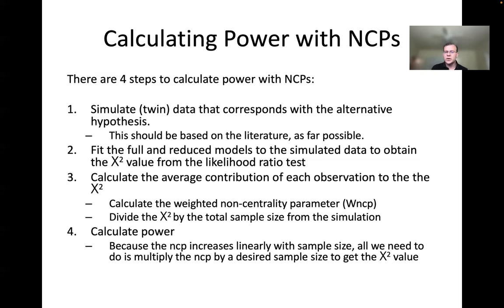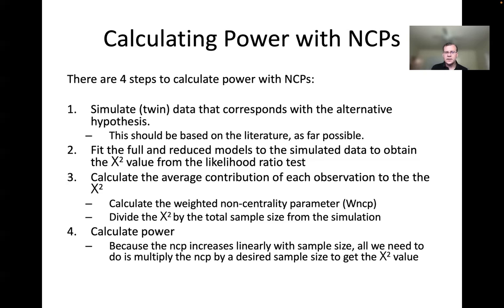The second step is to fit the full and the reduced models to the simulated data to obtain a chi-squared value from the likelihood ratio test. So if we're going to test the heritability or the additive genetic component, we'd simulate the data in step 1, and in step 2, we'd run the ACE model, and we'd also compare that against a reduced model, the CE model. And we would be able to tell based on that how significant that A parameter was.